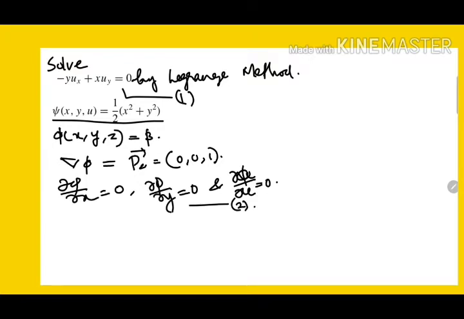Taking the first relation in equation number 2, we have dou phi by dou x is equal to 0. That means when phi is differentiated with respect to x, its derivative is 0, so the function phi will be independent of x. If there were a non-zero function of x, then dou phi by dou x could not be 0.